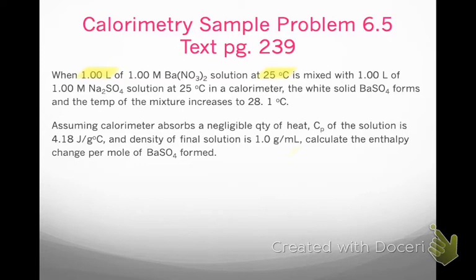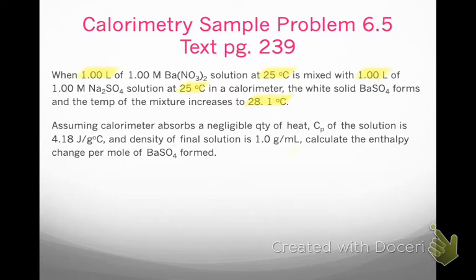And we're mixing this with 1 liter of sodium sulfate. Sodium sulfate, again, is not going to change the mass of the water significantly, so we're just going to be concerned about the liter that we're using in the calorimeter. Also at 25 degrees C. A white solid forms, and the temperature of the mixture increases to 28.1 degrees C. So we have a temperature increase happening in this calorimeter. It's telling us also that barium sulfate is being formed.